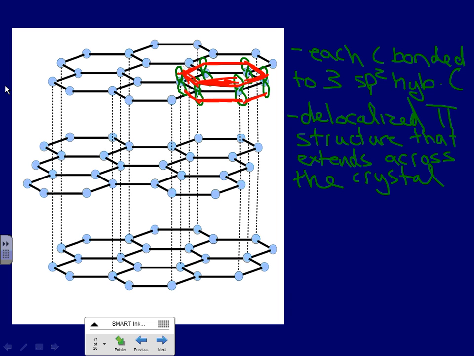This gives graphite special properties. Most covalent network solids have their electrons locked into covalent bonds. And these sigma bonds, those electrons are locked in. But because there's this delocalized pi structure that runs all the way across the top and the bottom of a layer, this substance conducts electricity. Graphite is a very special case. I'll put right here a little therefore. Therefore, it conducts.